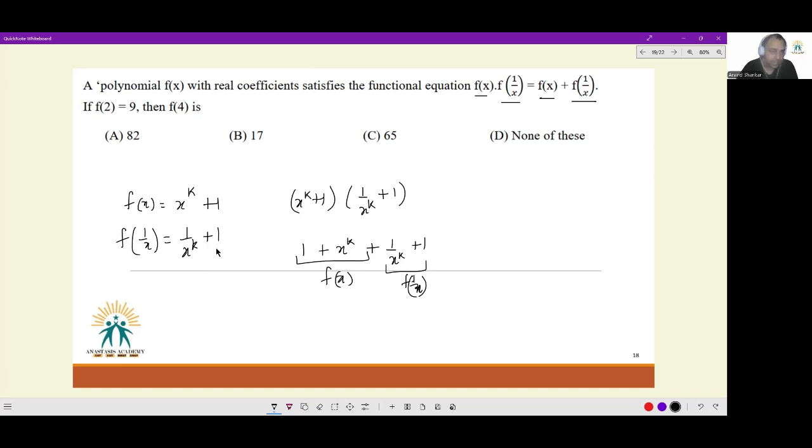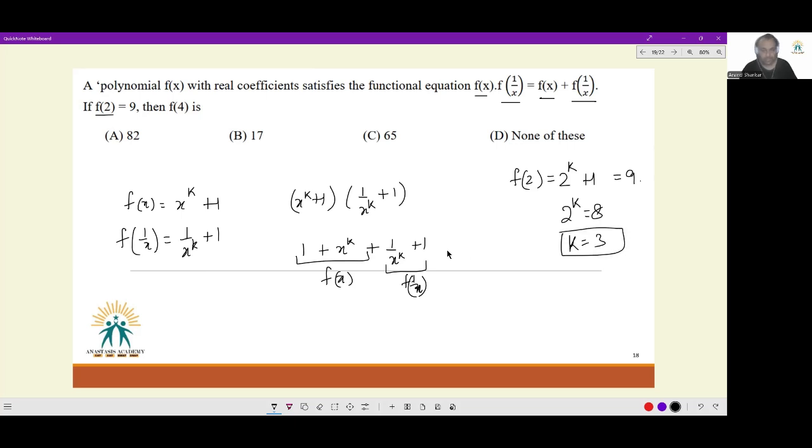So this is how this breaks down. Now, with this knowledge in mind, can we write f(2) as good as 2 raised to the power k plus 1? And this we have been told is 9. So 2 raised to the power k is equal to 8, or k is equal to 3.